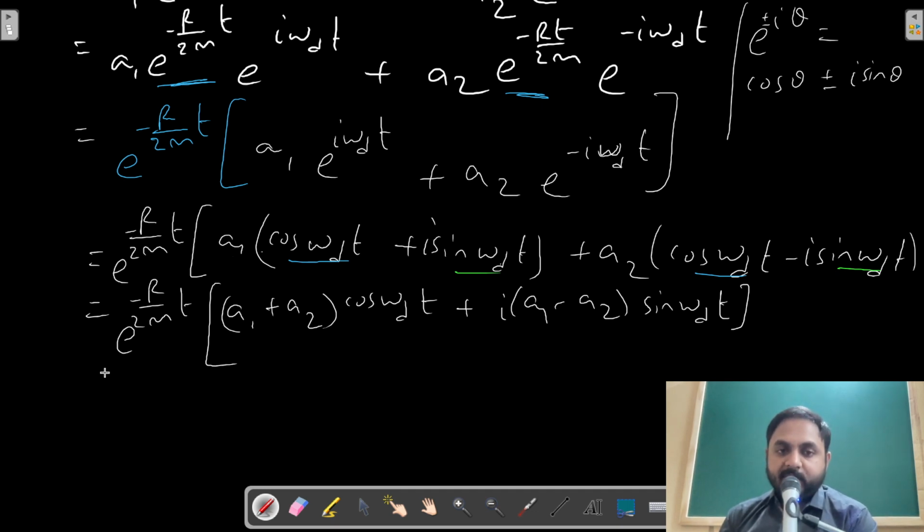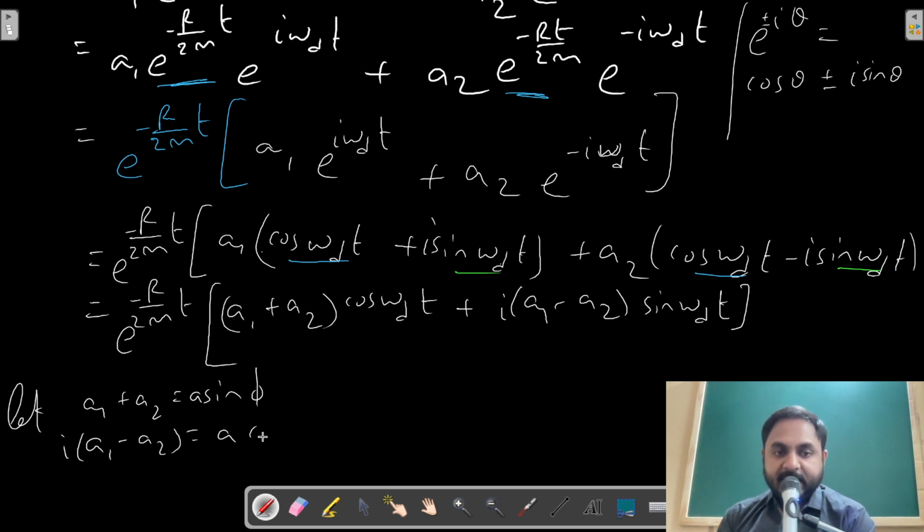Now what do I get from this? Let a1 plus a2 be assumed as A sine phi, and similarly a1 minus a2 multiplied by i, this entire term, I am going to assume as A cos phi. I think some of you might have recognized where we are going with this. Using this substitution, I am running out of space, so I'll go to the next page.